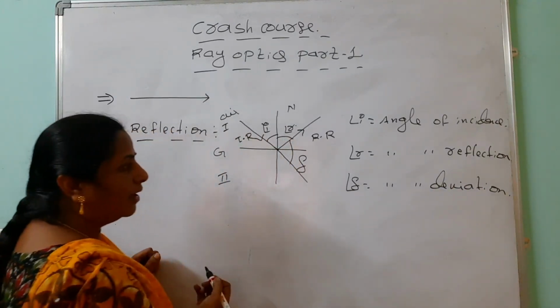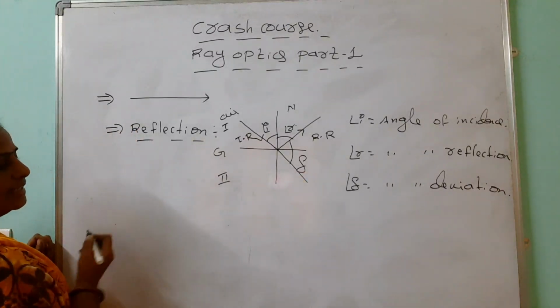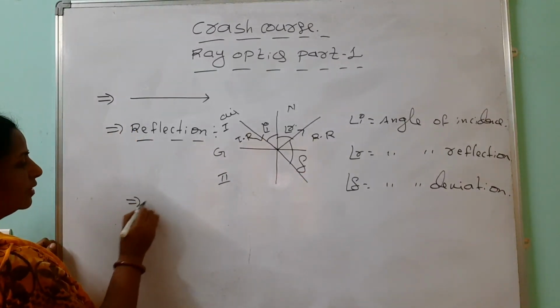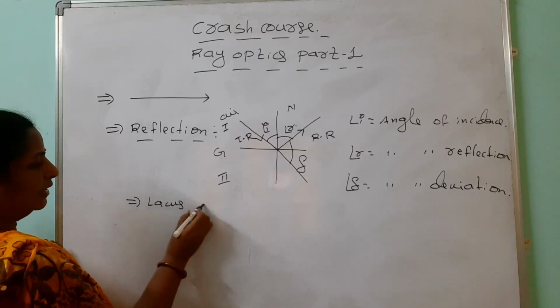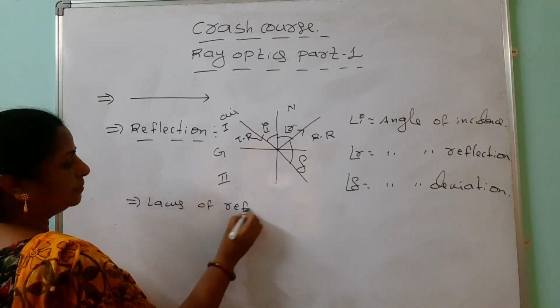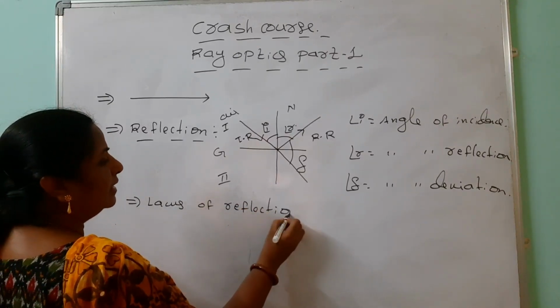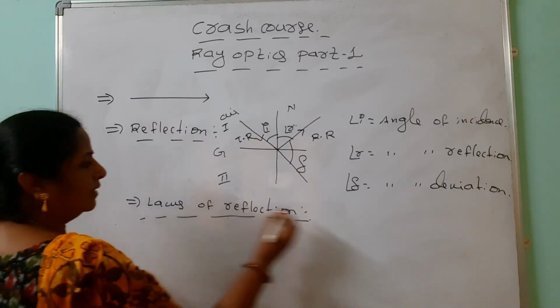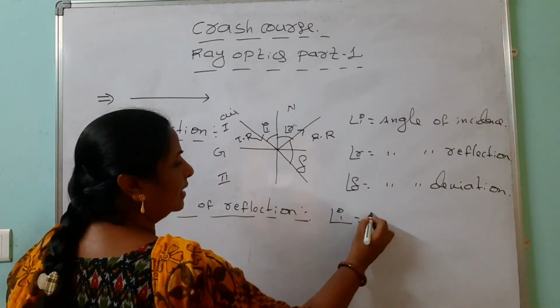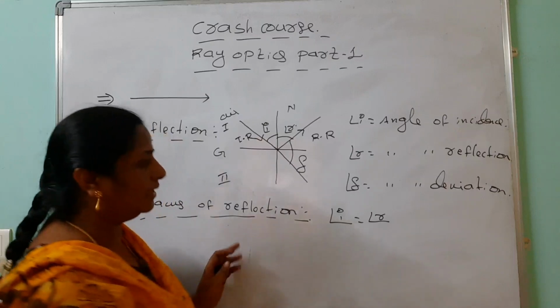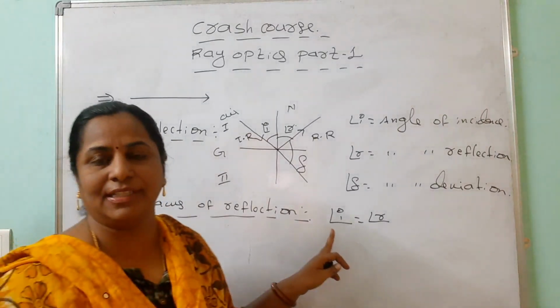But what is the formula of this one? Before discussing angle of deviation, we have to focus on the laws of reflection. Very important concept. Laws of reflection. Nothing is there in this first. Angle of incidence is equal to angle of reflection. This is one of the laws of reflection.